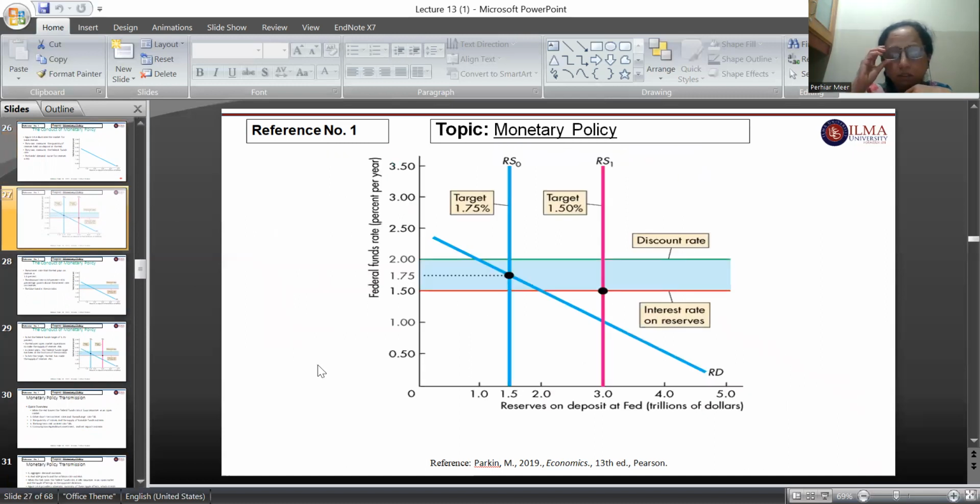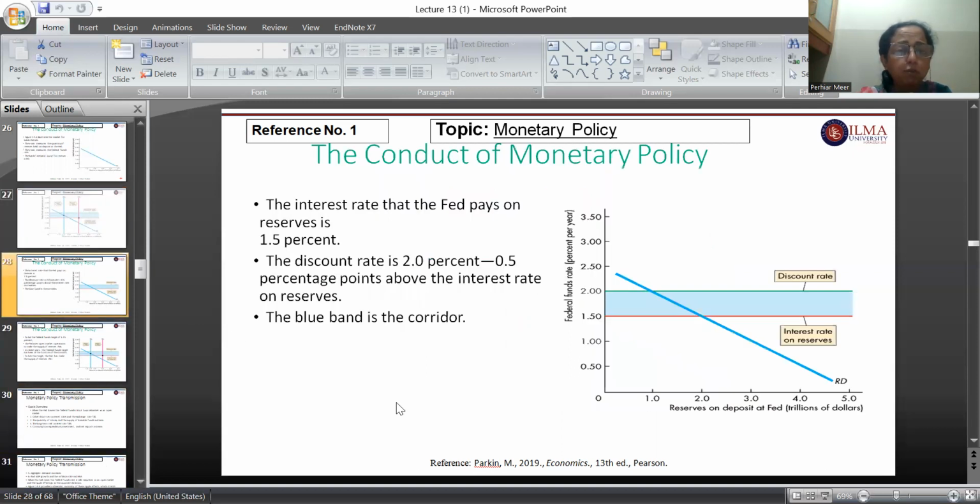Looking at the figure in detail, there is a target of 1.75% at an arrow of RS. Then there is a target of 1.50% at RS1. The discount rate is around 2, and the interest rate on reserves has decreased to 1.50. Moving on, the interest rate that the Fed pays on reserves is 1.5%. The discount rate is 2%, which is 0.5 percentage points above the interest rate on reserves. The blue band is the corridor.